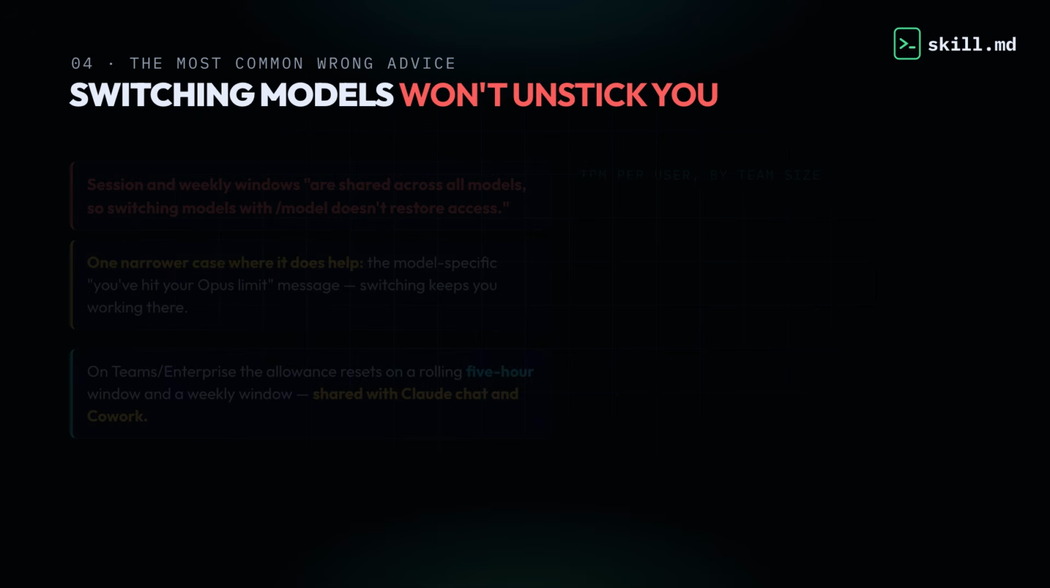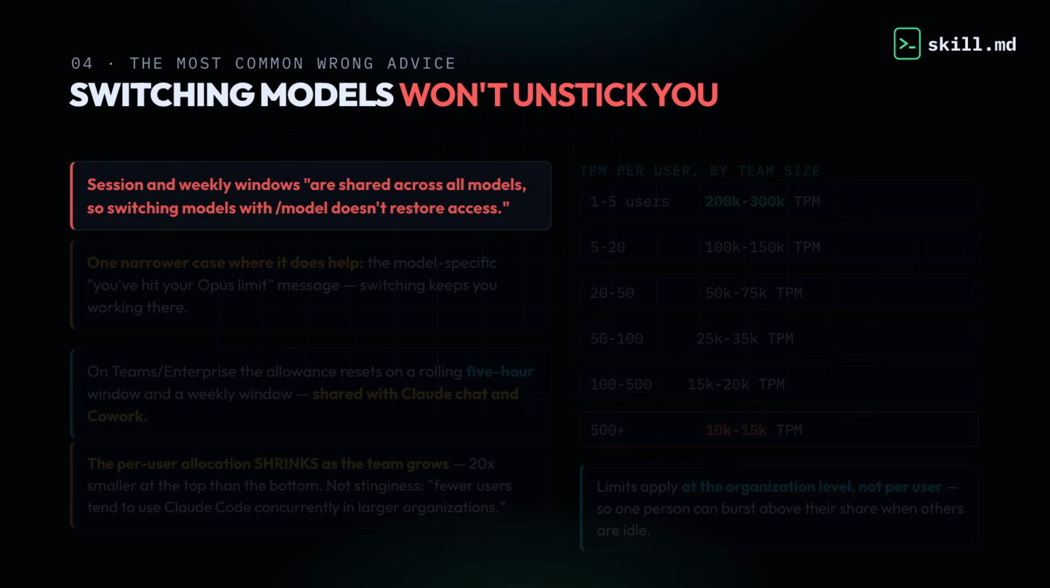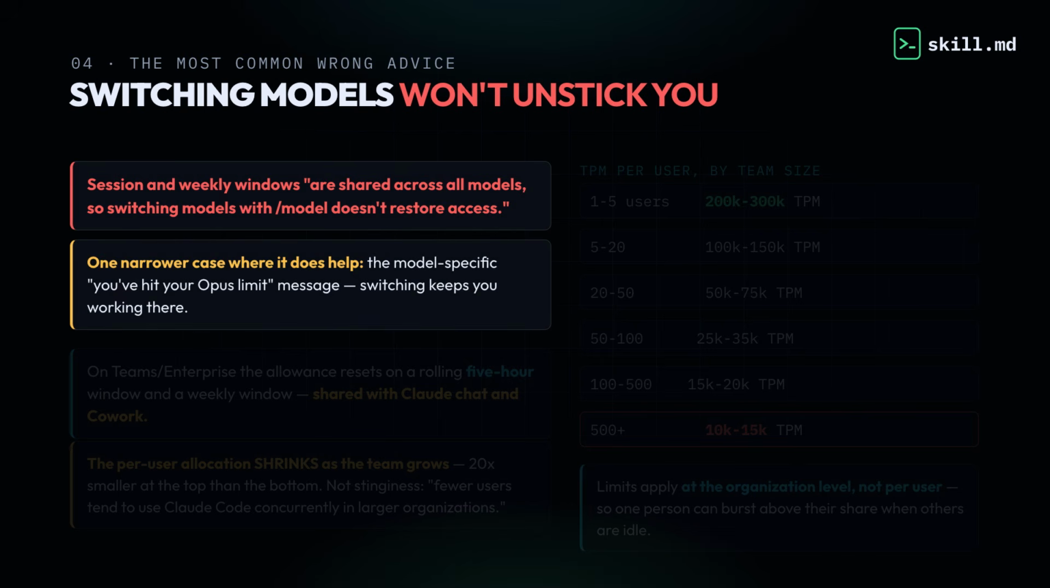Now the limits question, because it's the one that produces the most wrong advice on the internet. You've hit your session limit. The instinct is to switch models and keep working. It doesn't work, and the docs say why. Those windows are shared across all models, so switching models with /model doesn't restore access. It does help in exactly one narrower case, the model-specific "you've hit your Opus limit" message, where switching keeps you working. But for a session or weekly limit, switching models changes nothing.